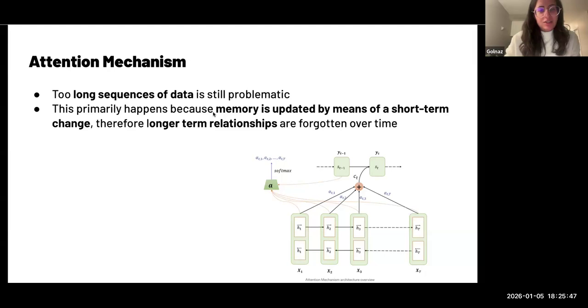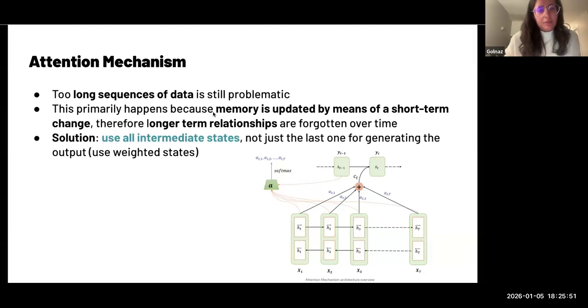So what attention does is that it uses all intermediate states, not just the last one, for generating the output. It basically means paying attention to all of the past and assigning importance to different points in the past, not just the previous step. And that would help with the long-term memory loss problem in the previous models.